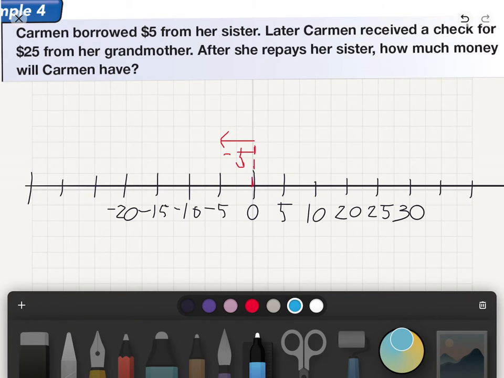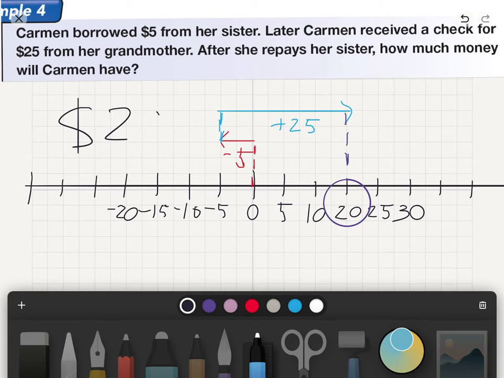But then she gets $25. So we're going to end up going a value of 25 to the right from that point. Which will get us to $20 on the number line. So the answer to that would be $20. Or we could say Carmen has $20. Good job, Carmen.